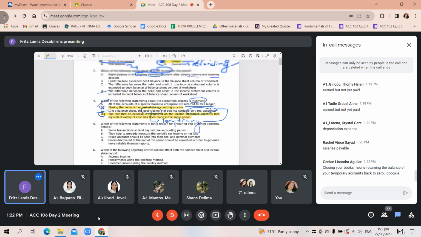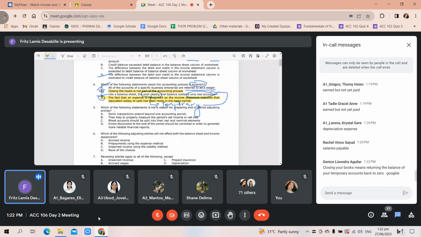Okay. So number 5. Any questions on number 4? Again, the answer is letter D because there are expenses recognized without an equivalent outlay of cash. Another example is depreciation and recognition of doubtful accounts expense. We have no outlay for those. That is just an estimate of how much of the receivables we expect will not be collected.